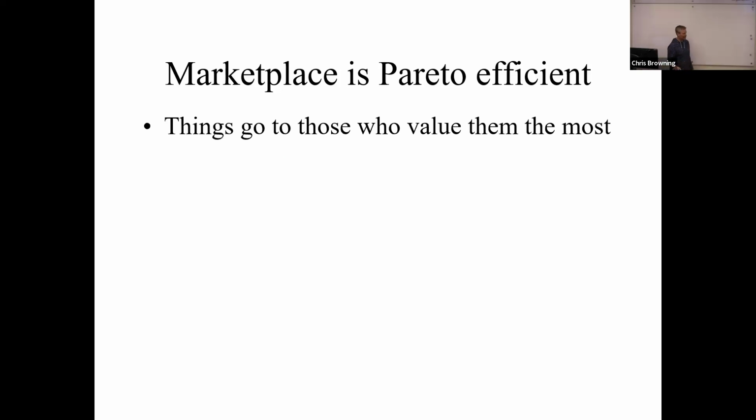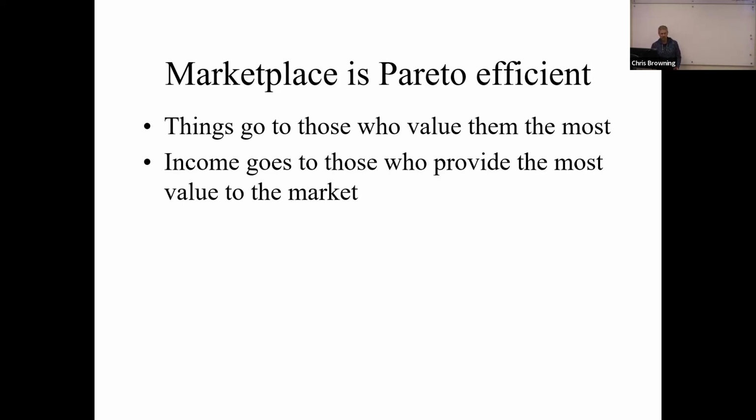So, theoretically speaking, we would say that there's an argument for the marketplace being Pareto efficient, right? Notice I said theoretically speaking, I didn't say the marketplace is actually Pareto efficient. But from a theoretical perspective, one thing that we do observe in the marketplace is that things go to those that value them the most. The most valuable gets treated as so, and those that value the most valuable benefit from the acquisition of the valuable.